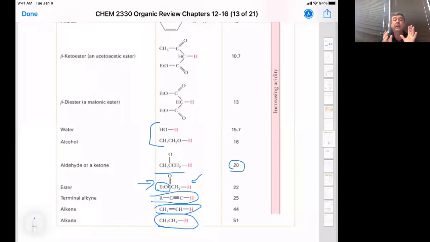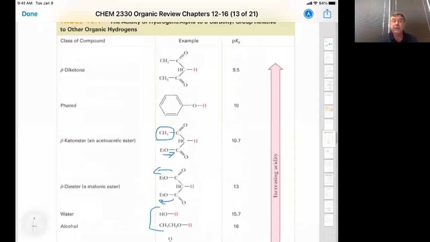Now, how do we get even more electron density away? We pull it from both sides. So these diesters are the next most acidic. And then if we switch out one of the esters for a ketone, it gets more acidic because there's no oxygen to donate partially back. And then of course, that brings us to our most acidic of the dicarbonyl compounds, our beta diketone. So our beta ketoester and our diester here are less acidic because of the presence of those oxygens.